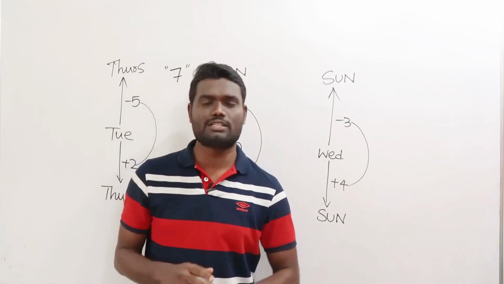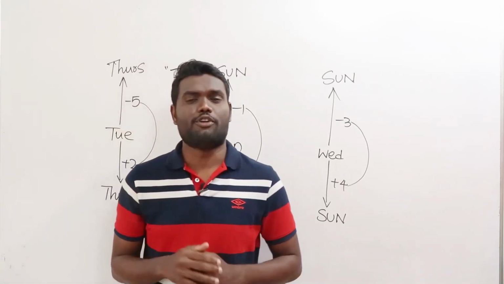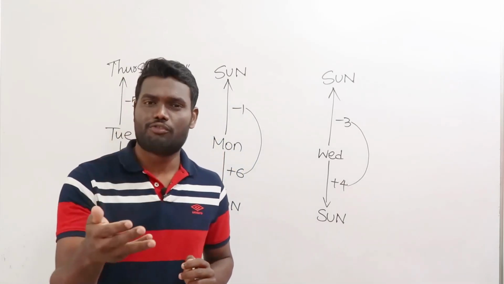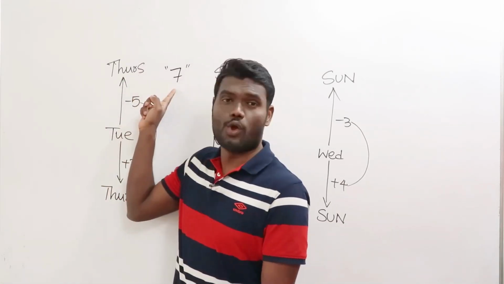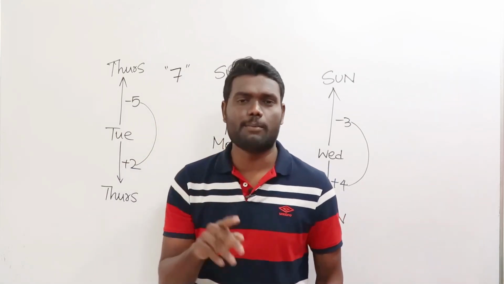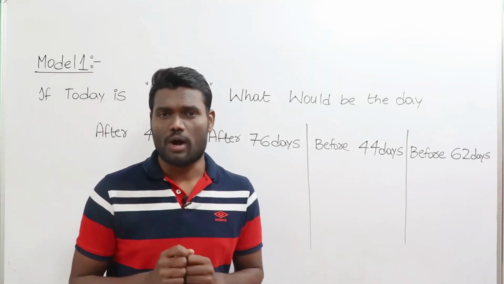So simply, whether it is going forward or backward, it's really simple. If you're feeling uncomfortable while going back, you can just convert it into front by subtracting it from 7. Once you deduct from 7, going back and going front both become really simple. Okay, so let us look at model number 1.